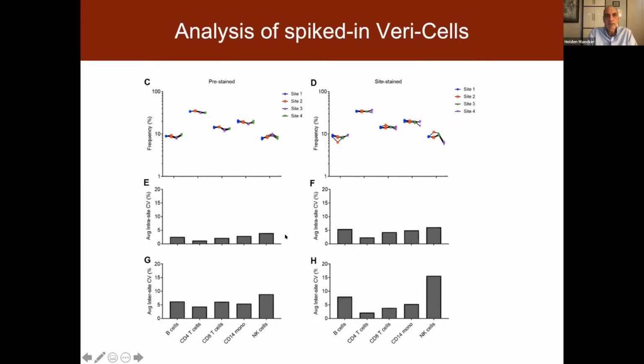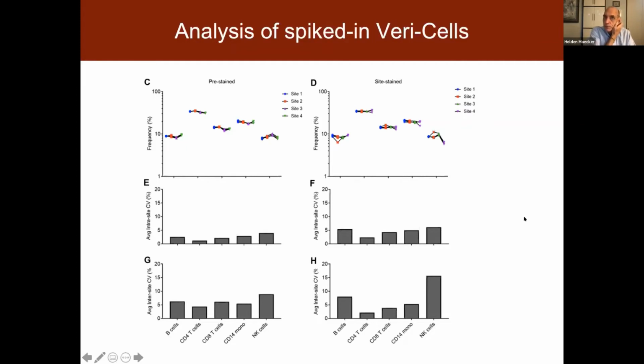But what you can see, this again broken out by pre-stained on the left and site-stained on the right, is you can see really actually very low CVs, under 5% for intra-site and really under 10% for inter-site CVs, going up just a little bit in terms of the smaller population of NK cells for the site stain, but in general also still around 5% for intra-site and 10% or less for inter-site, with this one exception.